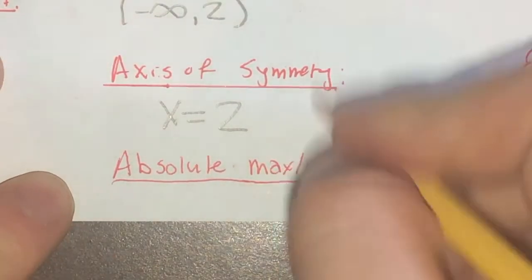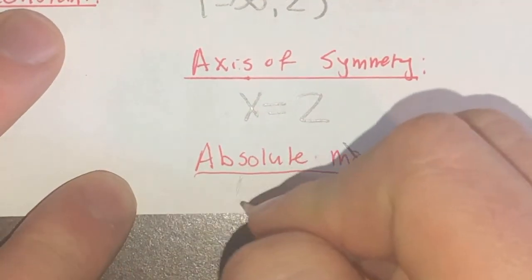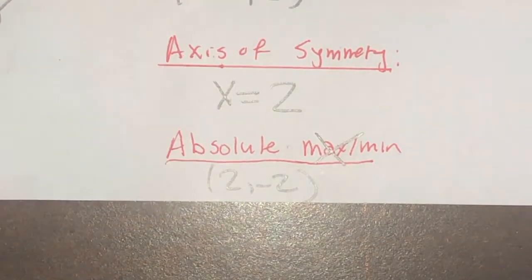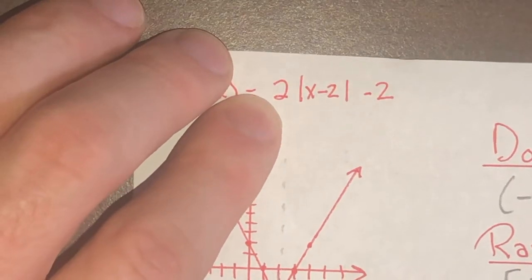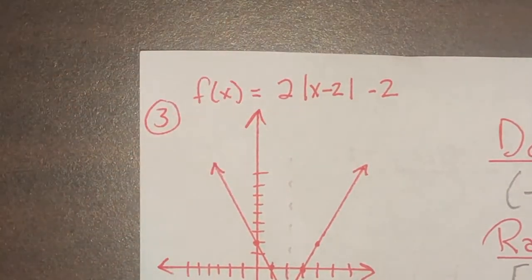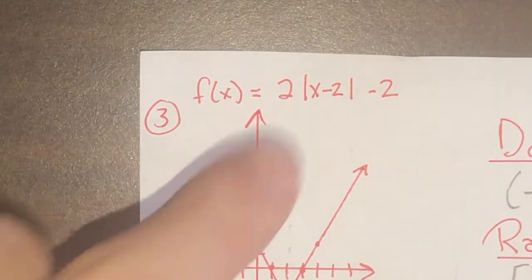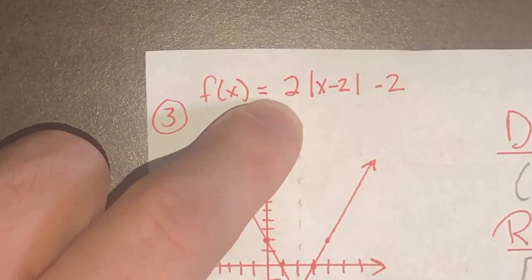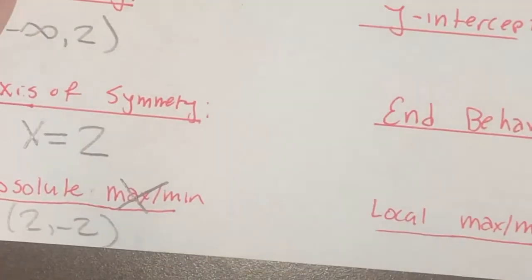All right, absolute max or min. There is no max because of the upward pointing arrows. There is a min, and remember, the vertex is always a max or a min. In this case, it's a min. If this number is positive, it's going to be a min. If it's negative, it's going to be a max. Again, think about these patterns, because it's the same exact idea with quadratics. If this is positive, it's a happy face quadratic, it's a min. If it's negative, it's a sad face quadratic, it's a max.